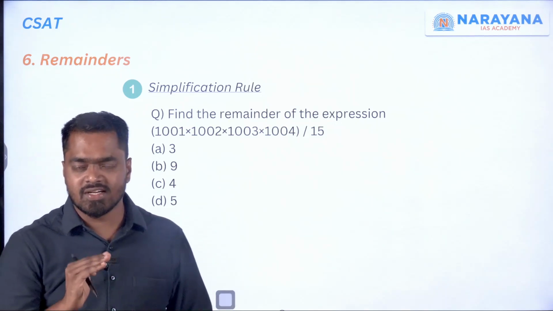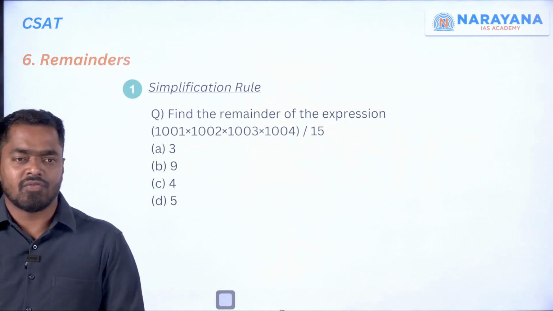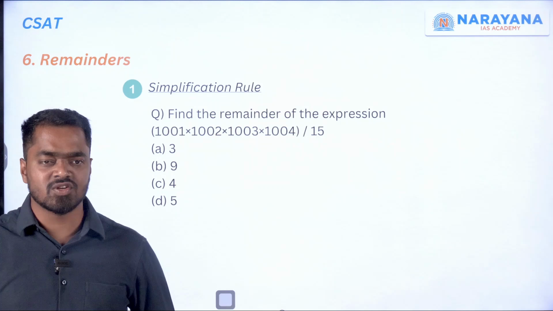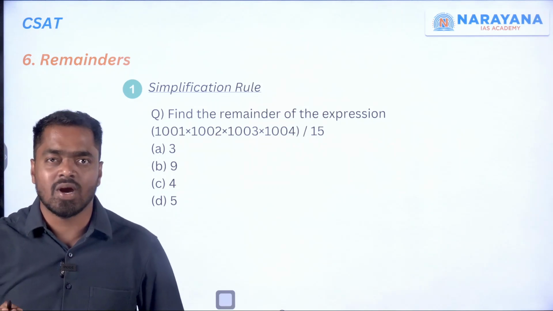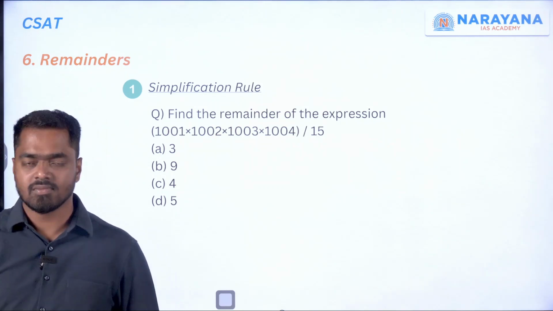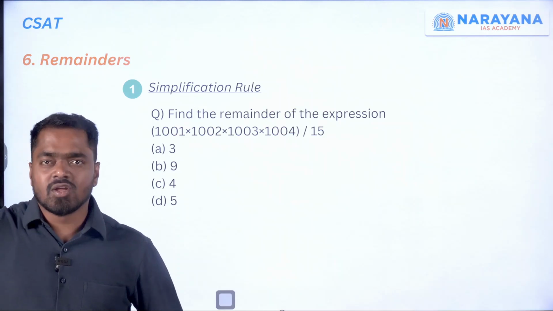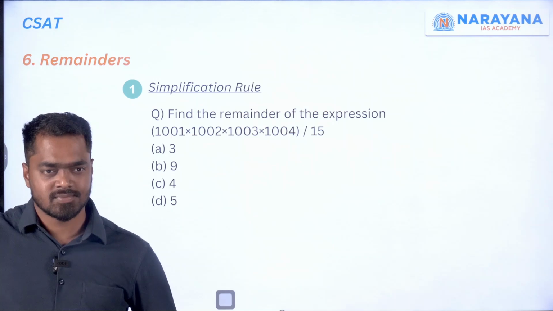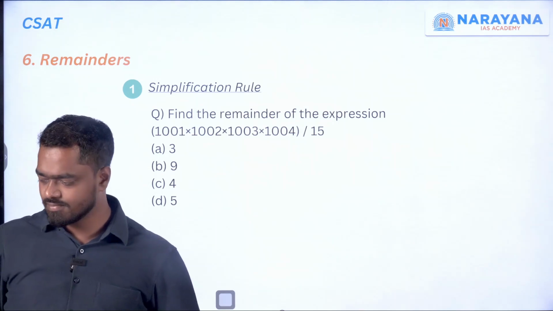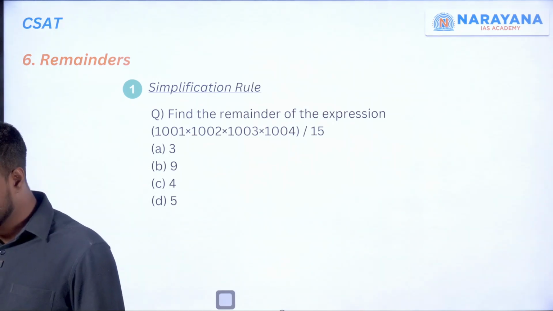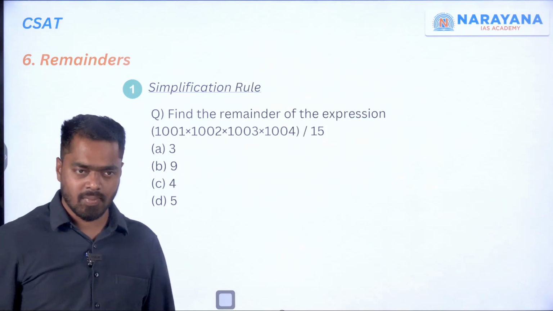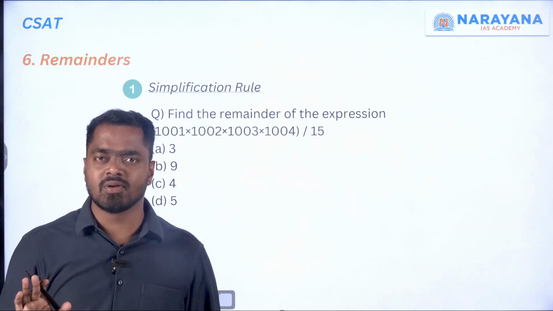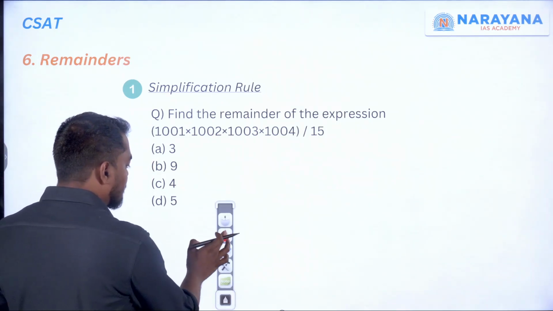Now the question is a little more difficult. Find the remainder of the expression 1001 into 1002 into 1003 into 1004 divided by 15. Find the remainder using all the simplification rules that we learned. Finding remainder for these expressions is very easy if you apply all the simplification rules. So let's try to solve this one.